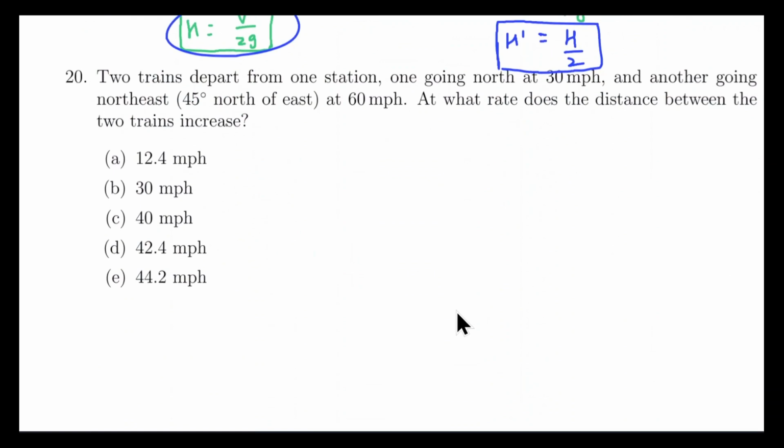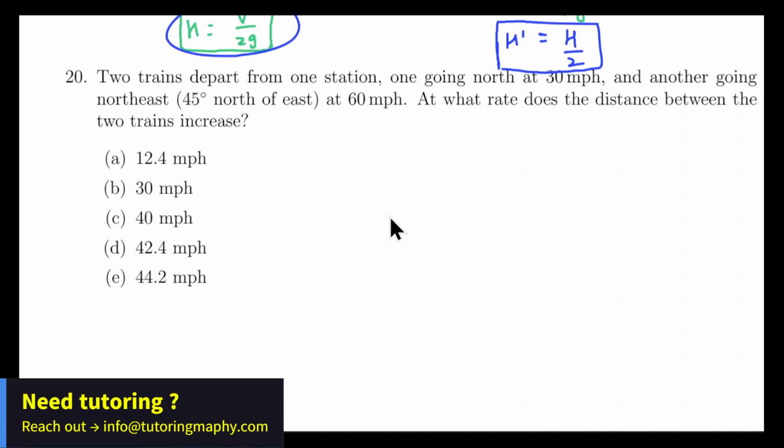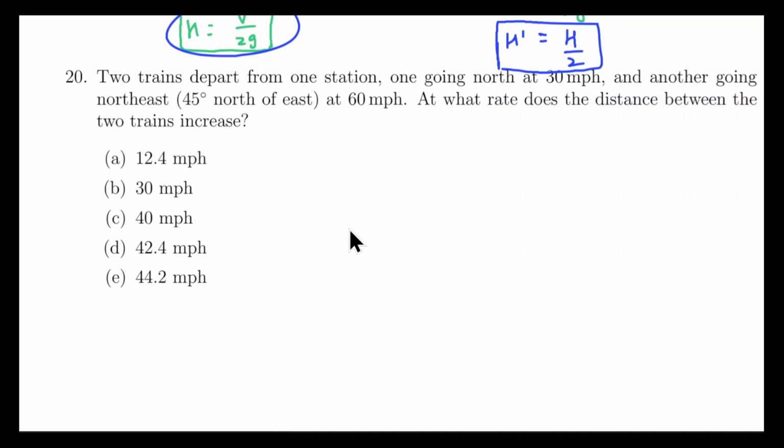Right. Two trains depart from one station, one going north at 30 miles per hour and another going northeast. Okay, fair enough. At what rate does the distance between the two trains increase? This is a fancy way of asking what is their relative velocity. One is going north, there you go, 30, and one is going northeast. So northeast is like this, 45 degrees, and 60. They are asking what is the relative velocity. Relative velocity means the velocity of 1 minus the velocity of 2.